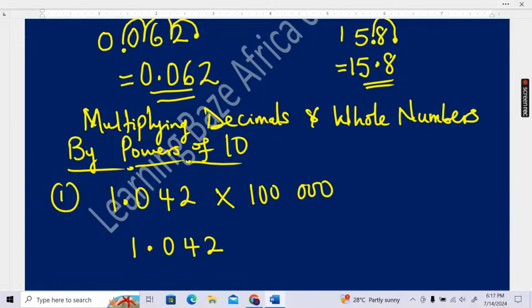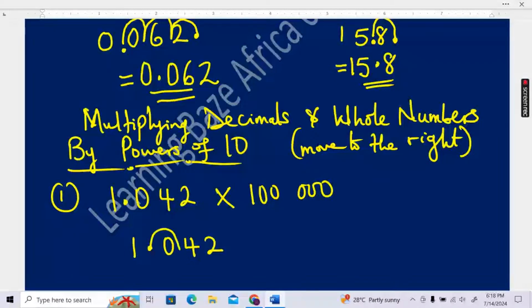That's 1.042 multiplied by 100,000. So count the zeros that 100,000 has. It has 5 zeros. That's 10 raised to power 5. So we're going to move the decimal point 5 places to the right. When multiplying, move to the right. Now let's move our decimal point 5 to the right: 1, 2, 3, 4, and 5.